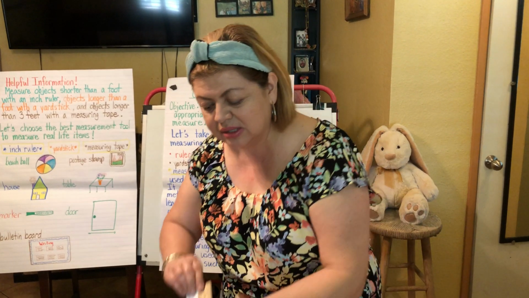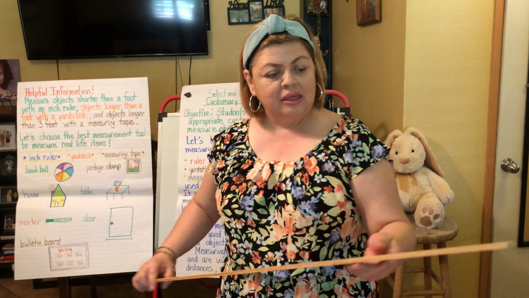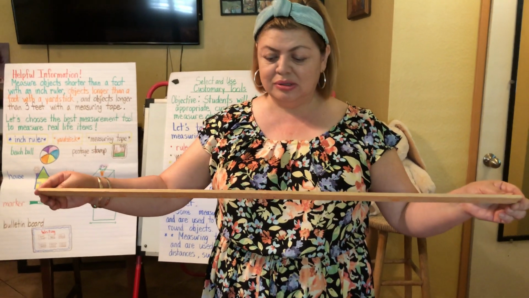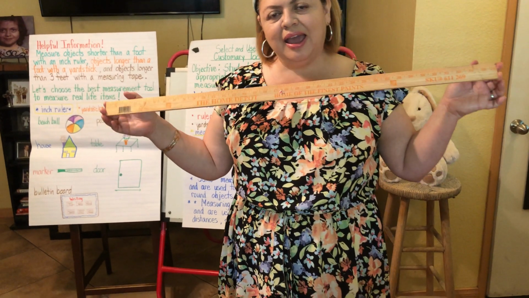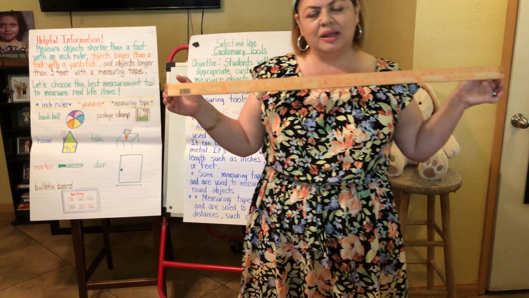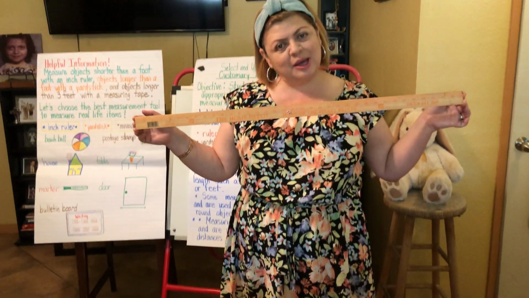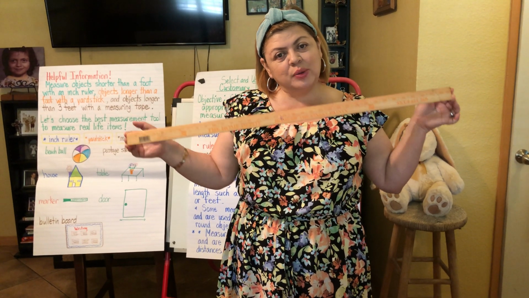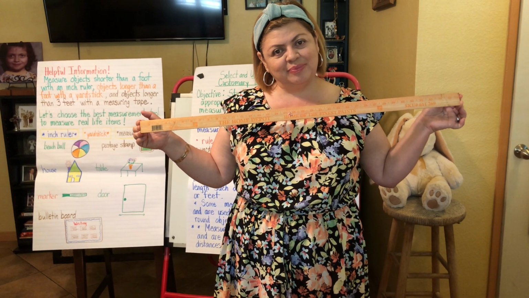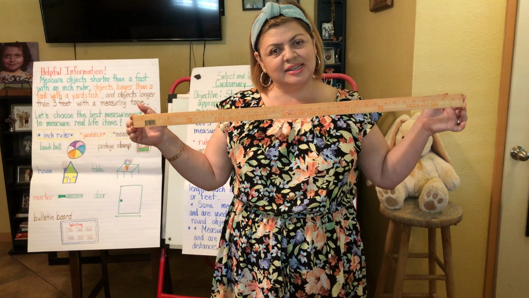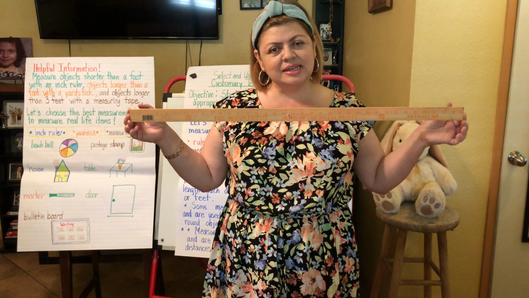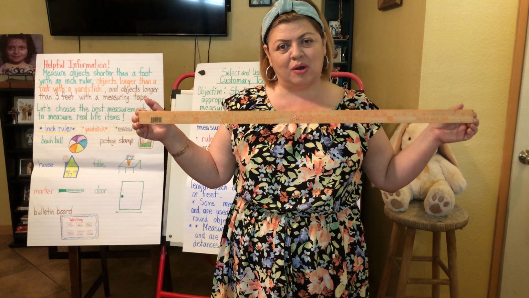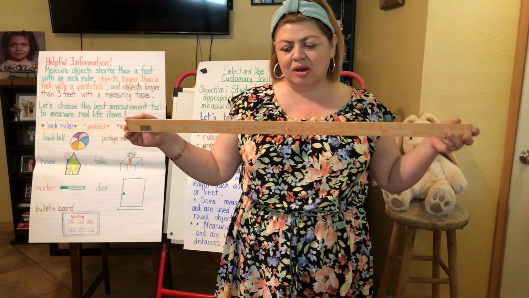And we also talked about a yardstick. So here's our handy dandy yardstick. And if you recall, how many inches make up a yard? If you said 36 inches, once again you are correct. 36 inches equals 1 yard, and this is a yardstick.